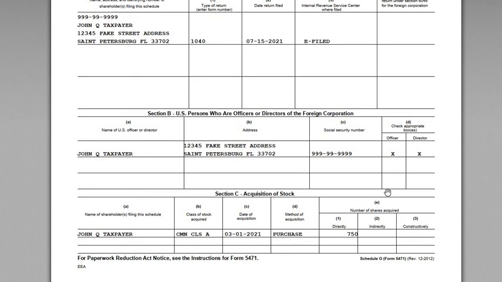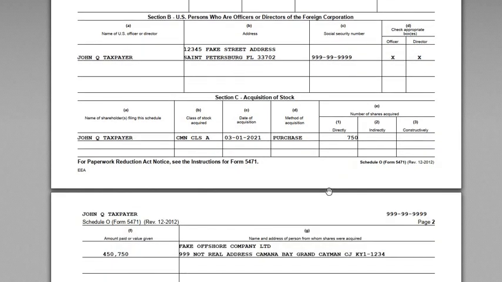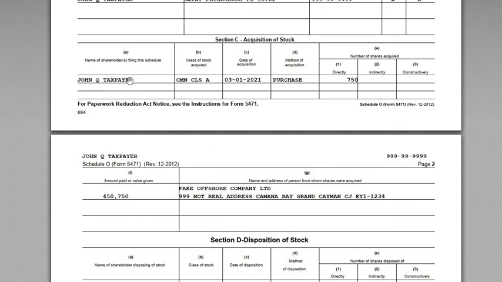Now, Section C, acquisition of the stock for those U.S. shareholders. So in this case, we have John here. He acquired stock in the company, right? So we have the name of the shareholder, the class of the stock. There's not a lot of space here, so you can see I'm abbreviating, common class A. That's sufficient, right? Just put down as much information as you can fit within the space. The date of acquisition, the method of acquisition, and then the amount of shares that he acquired, right? So there's columns for direct, indirect, or constructive. In this case, he purchased the stock. He acquired it directly from the corporation itself as part of the organizational process.